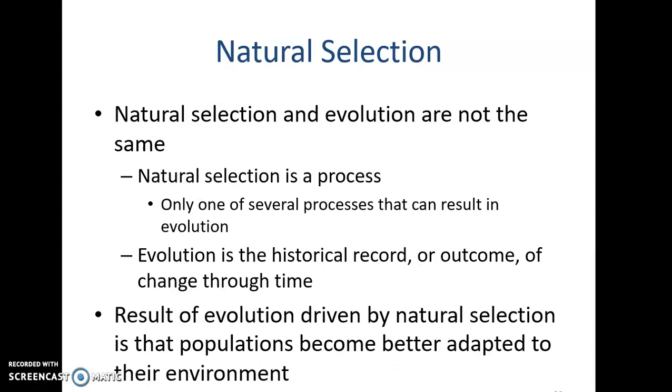Now, a quick note here, these terms are often used interchangeably, but natural selection and evolution are not the same thing. Natural selection refers to the process, and it's only one of several processes that can result in evolution. We have genetic drift and non-random mating that can also result in evolution. And natural selection only results in evolution if the variation has a genetic basis that's present in offspring as well as parents. Evolution refers to the historical record or outcome of this change through time.